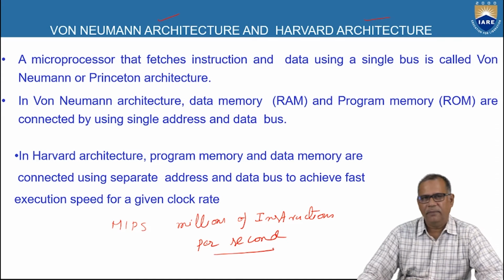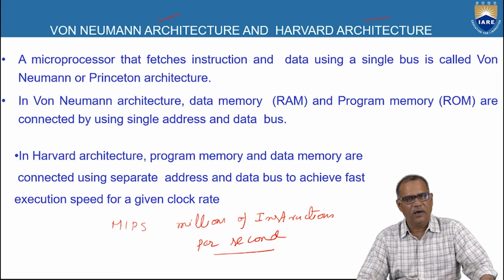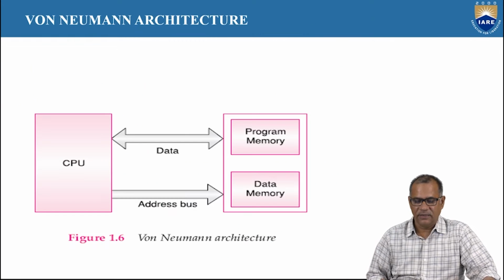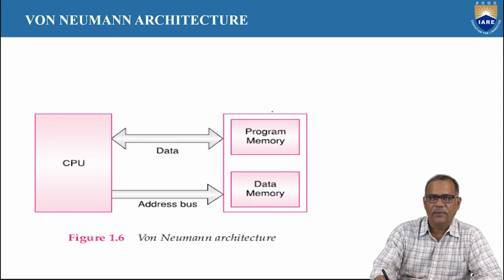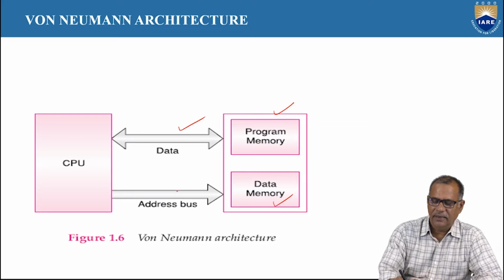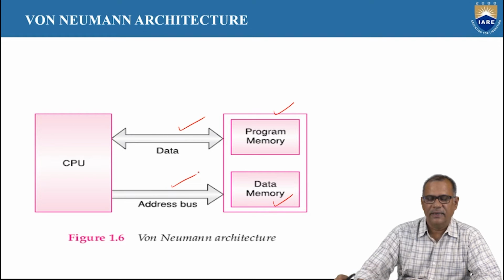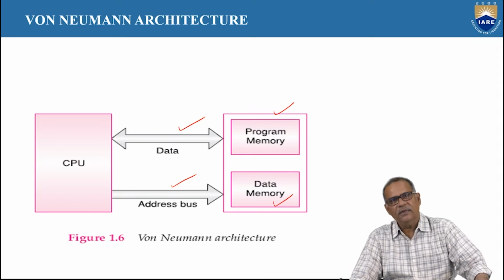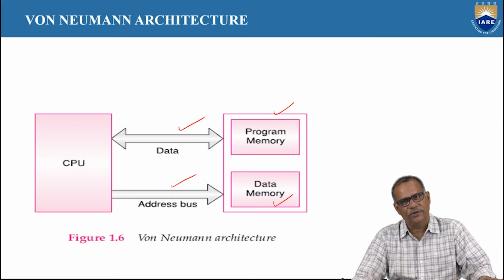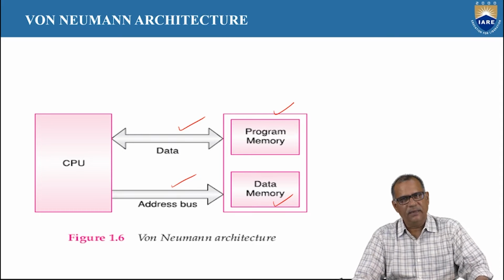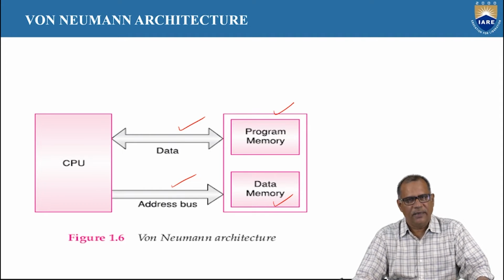So the MIPS is more for Harvard architecture. As shown in this block diagram, this is a von Neumann architecture. You can see here the program memory and the data memory, and there is a single set of address and data buses connecting them to the CPU. So here you have lesser speed. The program memory and data memory both have to share the same address and data buses. That is von Neumann architecture.